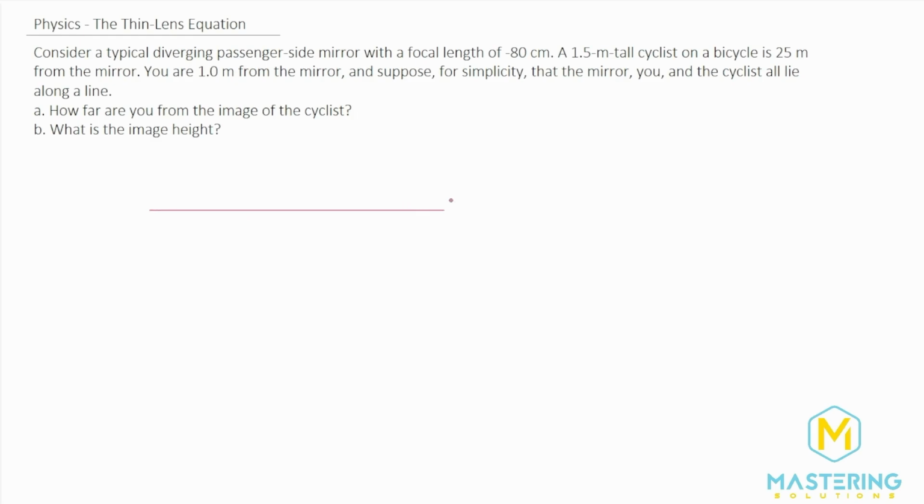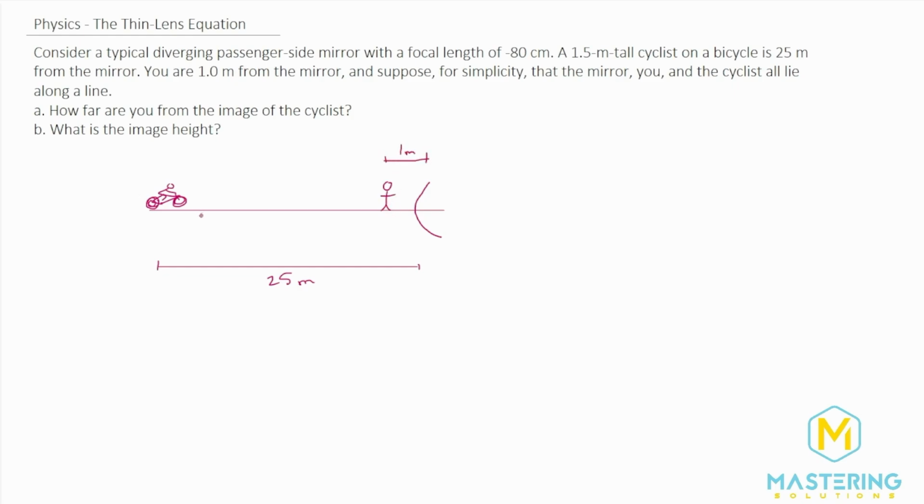So if we draw this, we have a diverging mirror, so we'll put that over here. And we're told that we have this cyclist and he's 25 meters from the mirror. So here's our cyclist, and like we talked about, that is 25 meters away from the mirror. So that's 25 meters. And we are standing 1 meter away from the mirror. So we'll put us right here. And this is 1 meter.